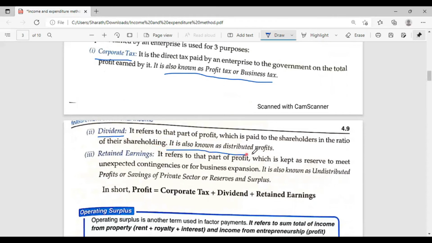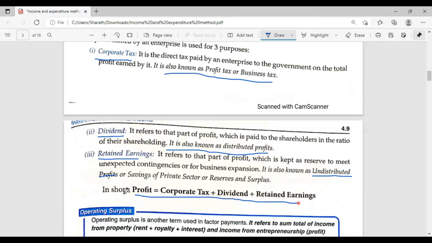Then retained earnings. Retained earnings is a portion of profit which firms are going to retain with themselves for future purposes or future investments. We also call these retained earnings undistributed profit. So this undistributed profit also we need to add on. So to get profit, we have to add corporate tax, dividend, and retained earnings. Okay, fine.